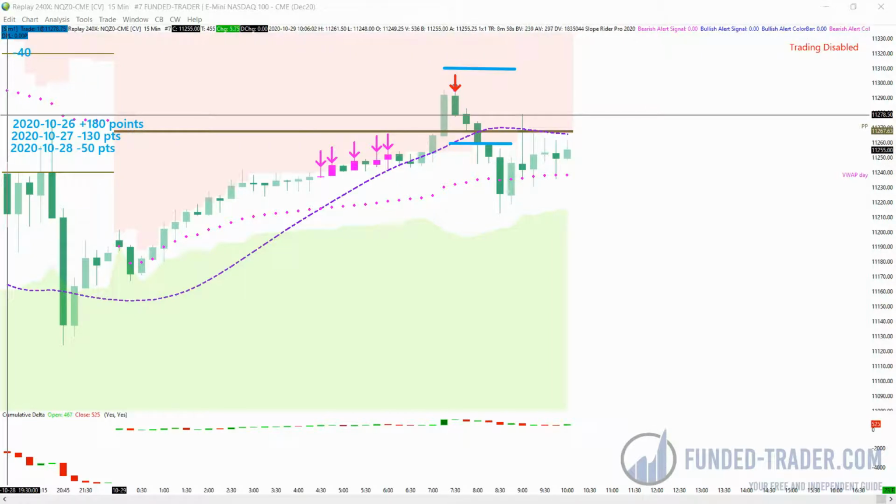That's a VWAP for the day, the pinky line. That's not very relevant as yet because it's very early in the day. Okay, we have a nice signal to short in there, so I'm glad I didn't move my stop loss. And I'm still on the same idea.